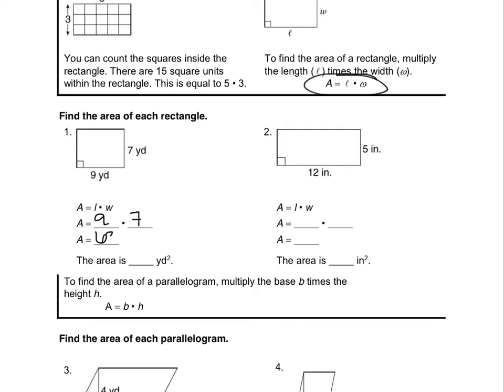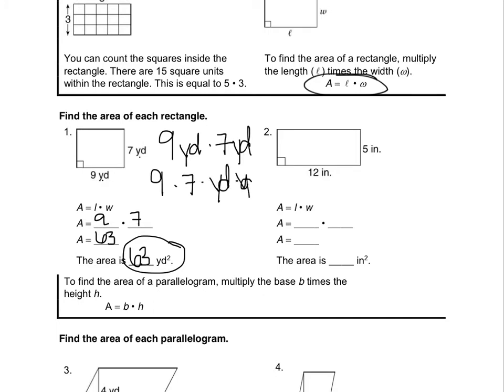Do not forget that your unit this time will be yards squared because you're taking 2 dimensions. If I think about it, it's actually 9 yards times 7 yards. And if I move this around, that would be 9 times 7 times yards times yards. That's the commutative property. Well, if I do 9 times 7, that's 63. But yards times yards, that's the same thing repeated twice by multiplication. So that's yards squared. Area has the squared unit.